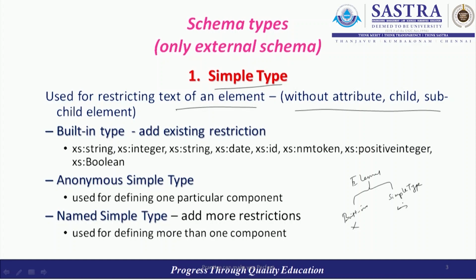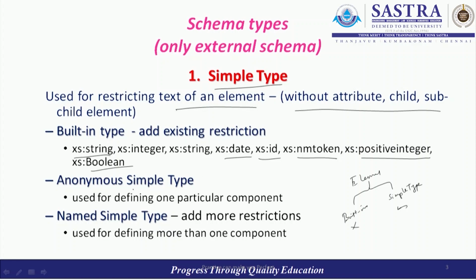But anyhow, the built-in type is also used for providing very simple restriction for an element as well as for the attribute. Add existing restrictions with the help of xs:string, xs:integer, xs:date, ID, NMTOKEN, positive integer, boolean, non-negative integer, like that. These are existing data types used for defining an element as well as defining an attribute.